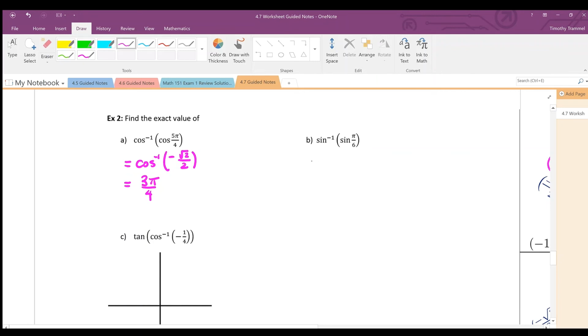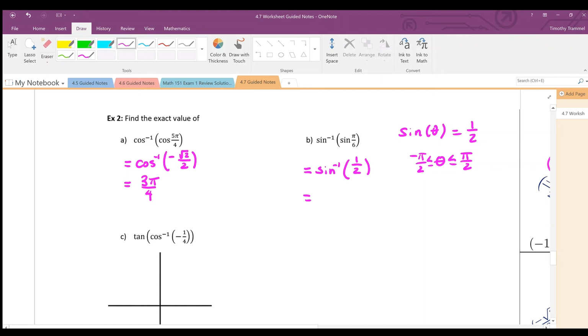So sine of pi over 6, if we went and looked at our unit circle, we would see that sine of pi over 6 is just 1/2. Okay. And now remember, if we're trying to find sine inverse of something here, what we're really looking for is we want to know sine of what angle is equal to 1/2. And remember, that angle has to be between minus pi over 2 and pi over 2.